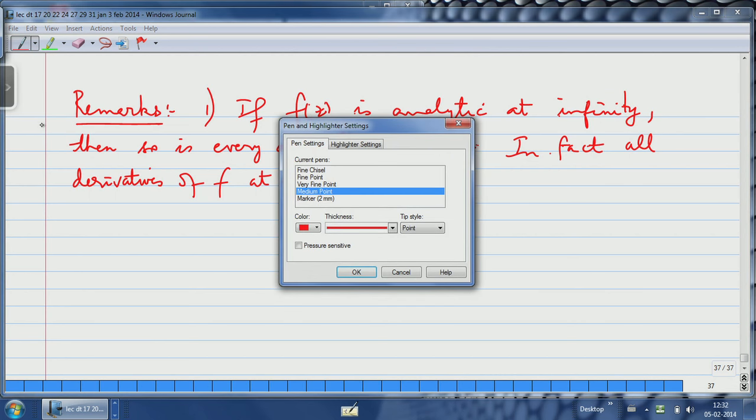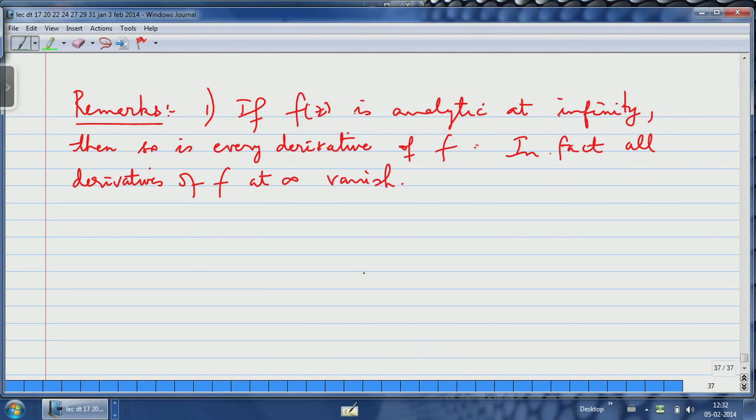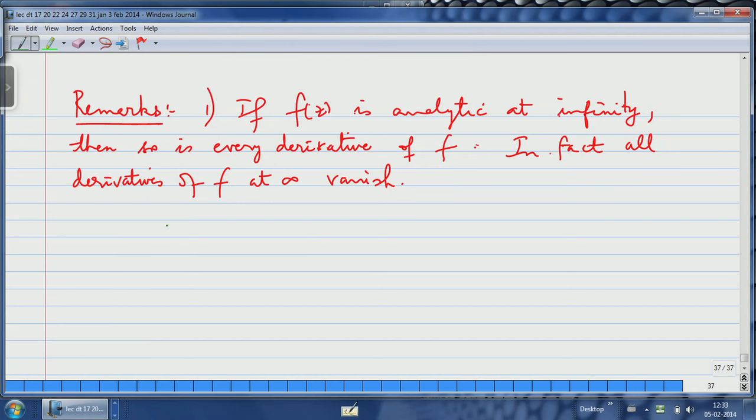So why is this true? There are many ways to see it. The easiest way to see it is by looking at this philosophy that the behavior of a function f of w at infinity is the same as the behavior of g of z, which is f of 1 by z, at 0. If you use the theorem that if a function is analytic at a point in the complex plane, then it's infinitely differentiable there, and all the derivatives are also analytic at that point, that gives you this result. Let me explain that.